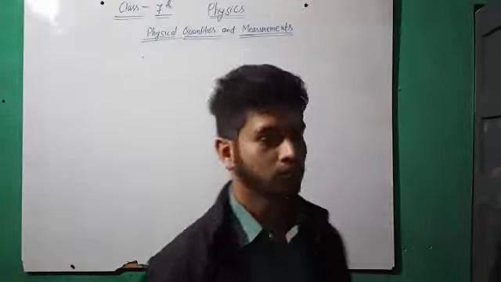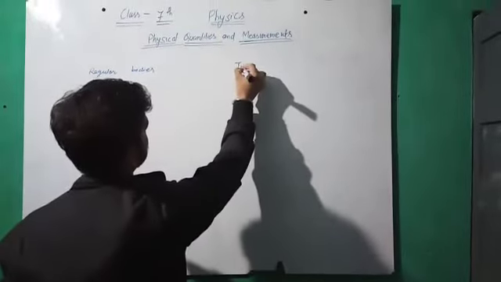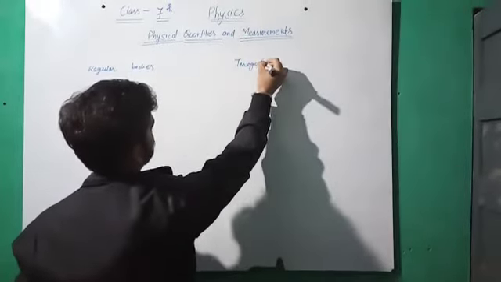Lecture number 2. The next topic is measurement of regular and irregular bodies. Regular bodies and irregular bodies. This is a very simple topic.